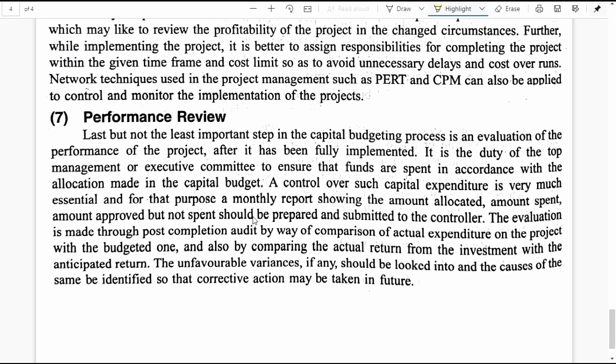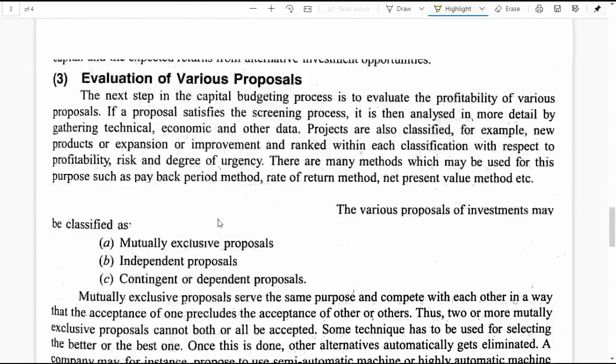The evaluation is made through post-completion audit by way of comparison of actual expenditure on the project with the amount which was approved to be spent on the project. And it also facilitates comparing the actual return from the investment with the anticipated or the budgeted return of the project. If there are unfavorable variances, they should be looked into and the causes of the same variances should be identified and corrective actions may be taken in the future. So this is what about the steps involved in capital budgeting process.